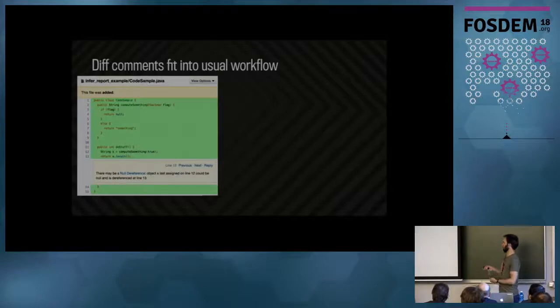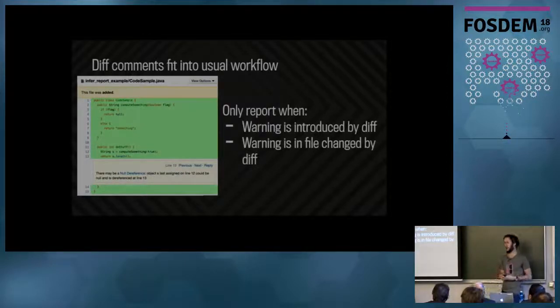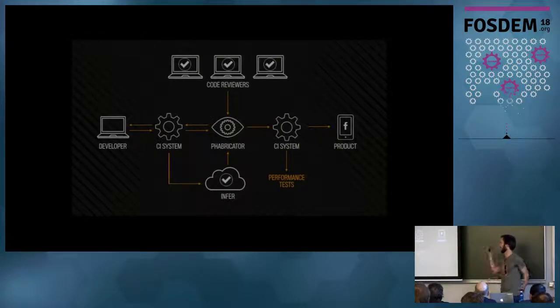One important point is that in this integration, we only surface the bugs that Infer finds that were introduced by the diff, and only if they were in files that were touched by the diff. The reason we do that is that that's what the developer currently has context on and is working on, so they are able to act on these warnings much more than on warnings about unrelated things. So at some point, Infer is happy with the diff, and all the code reviewers are happy about the diff, and so it makes it into the code base and into our products.